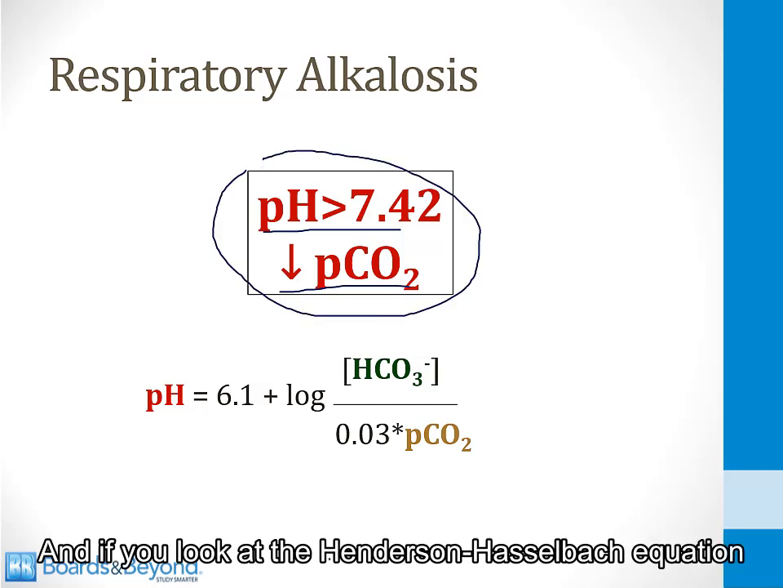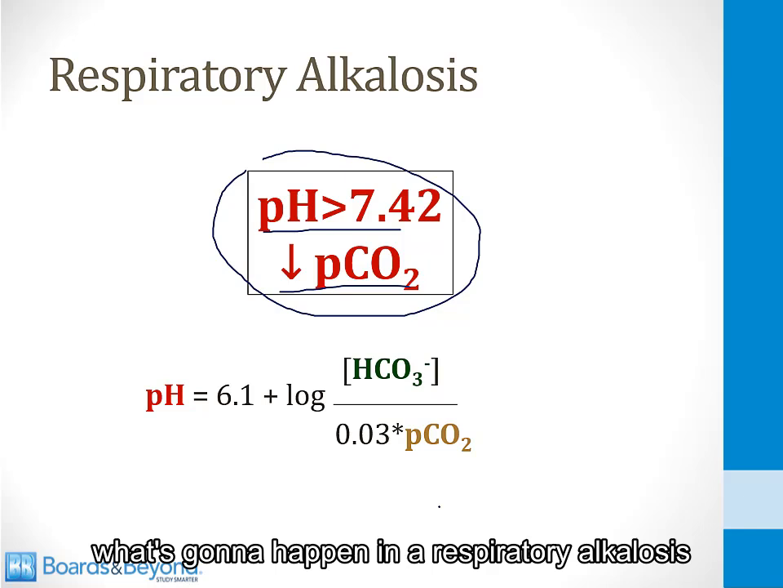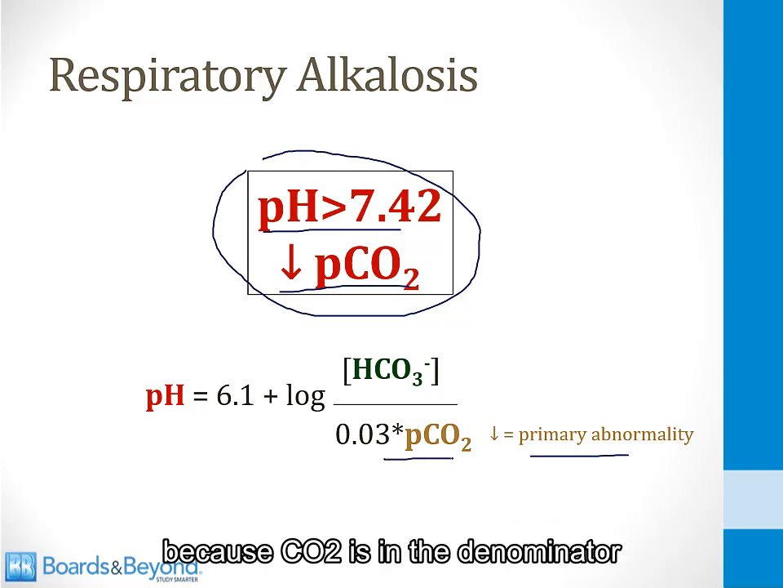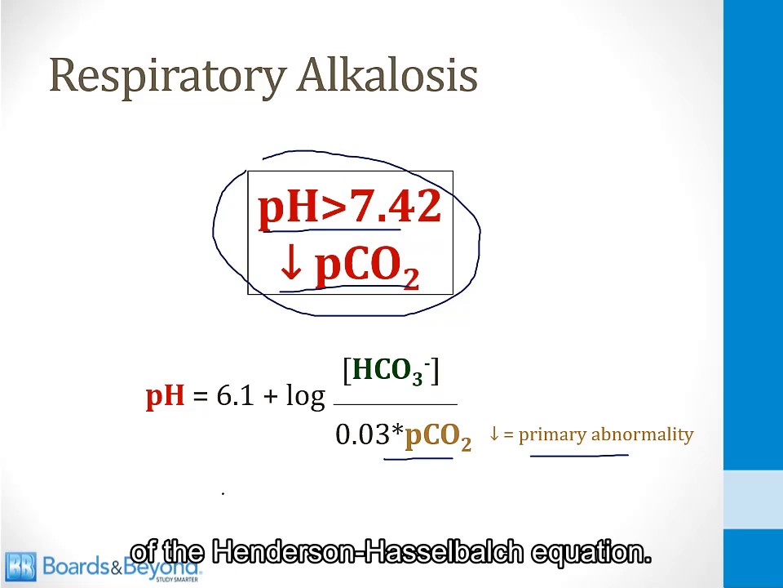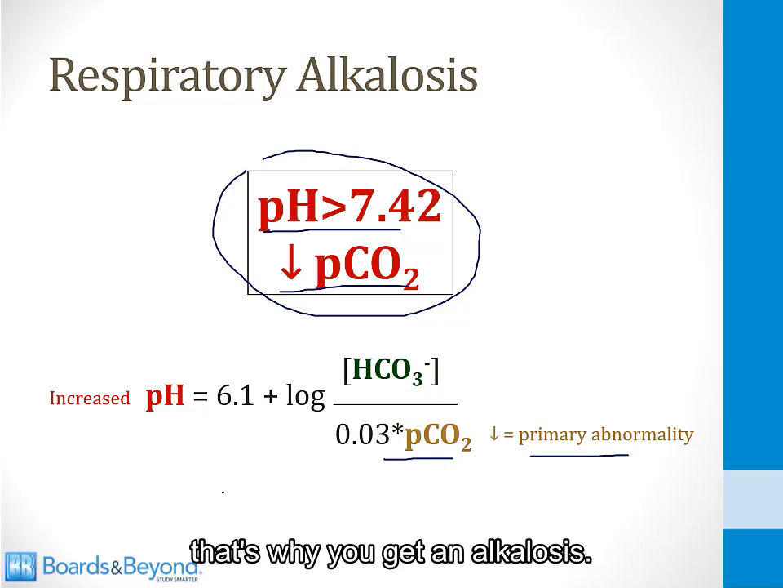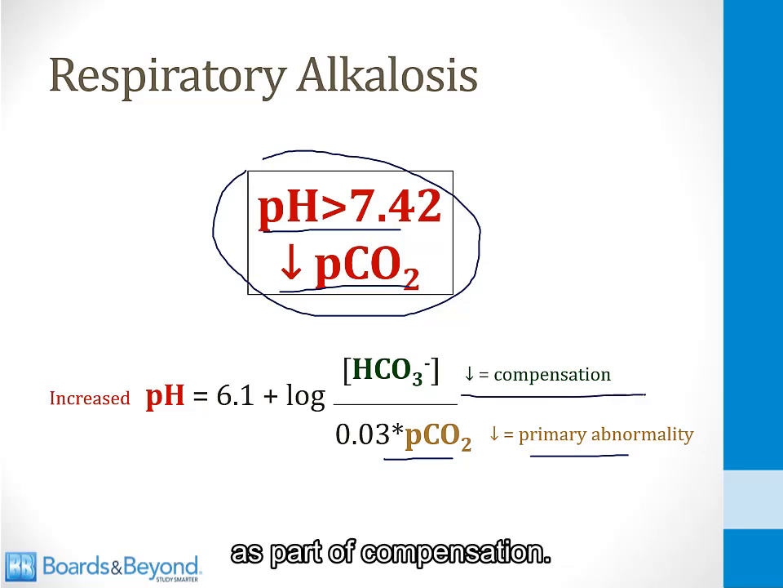And if you look at the Henderson-Hasselbalch equation at the bottom of the screen, what's going to happen in a respiratory alkalosis is the PCO2 will go down. That's the primary abnormality. Because CO2 is in the denominator of the Henderson-Hasselbalch equation, a decrease in PCO2 will lead to an increase in pH. That's why you get an alkalosis. And then finally, the bicarbonate level will fall as part of compensation.